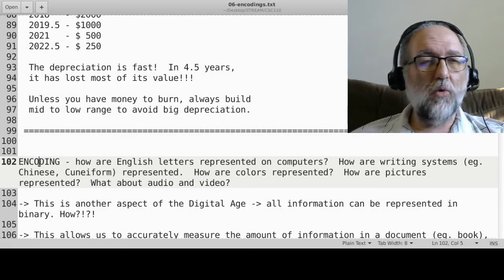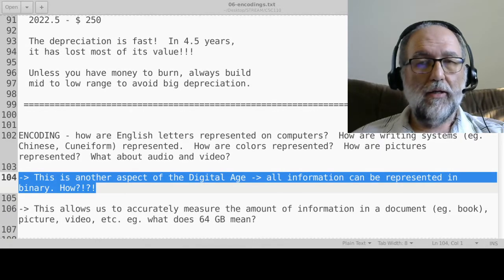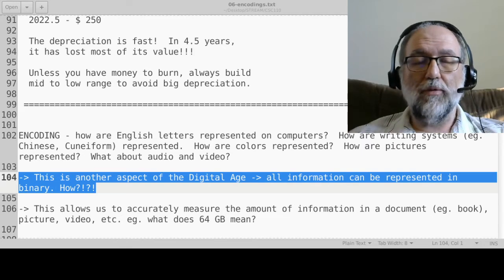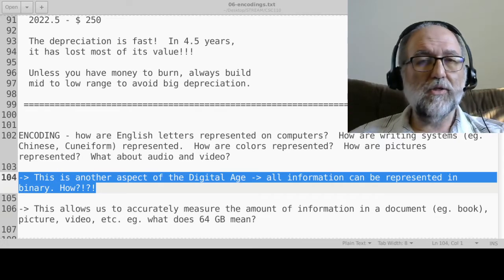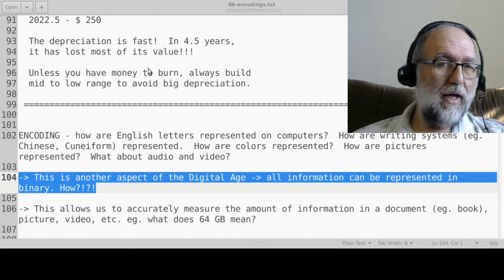Okay, so that's what encoding is all about, and as I said, it's basically this other aspect of the digital revolution that we're undergoing, and that is that we're now capable of taking all human knowledge and converting it into sequences of ones and zeros. That's kind of an amazing thing. So by the end of this lecture, you'll see how we do that. You'll be able to answer that.